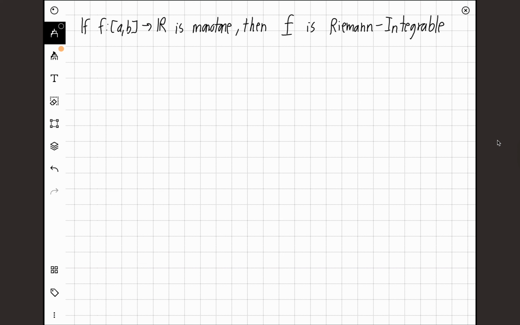We've got a classic proof today: if a function defined on the domain a to b to R is monotone, then it is Riemann integrable. There's a very classic proof. It's also very simple. First of all, what does it mean that a function is monotone?